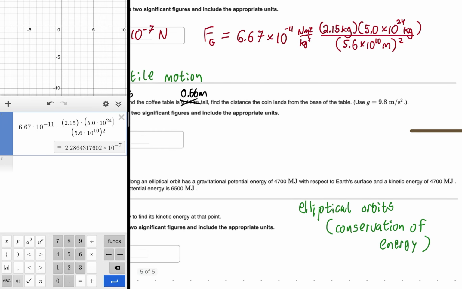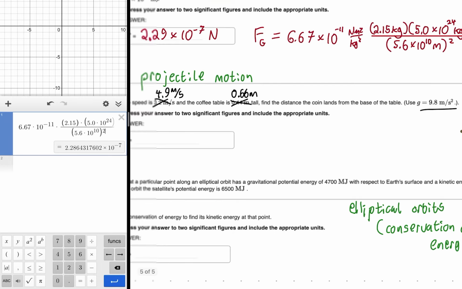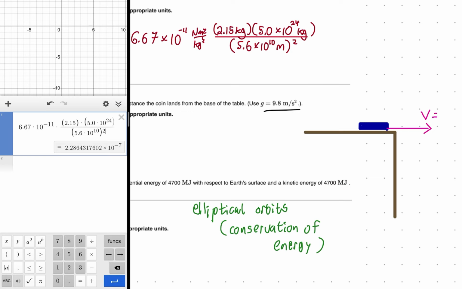Okay, and we're going to use our unrounded gravitational acceleration. So pay attention to which one you're told to use. I say that because in a lot of the problems, you're told to use 10 meters per second squared, but here you're using 9.8, right? So it's a slightly more accurate version of gravitational acceleration on Earth. And so right here, this little arrow is going to represent that velocity when the coin slides off the table. So let's just call this V, and that's 4.9.